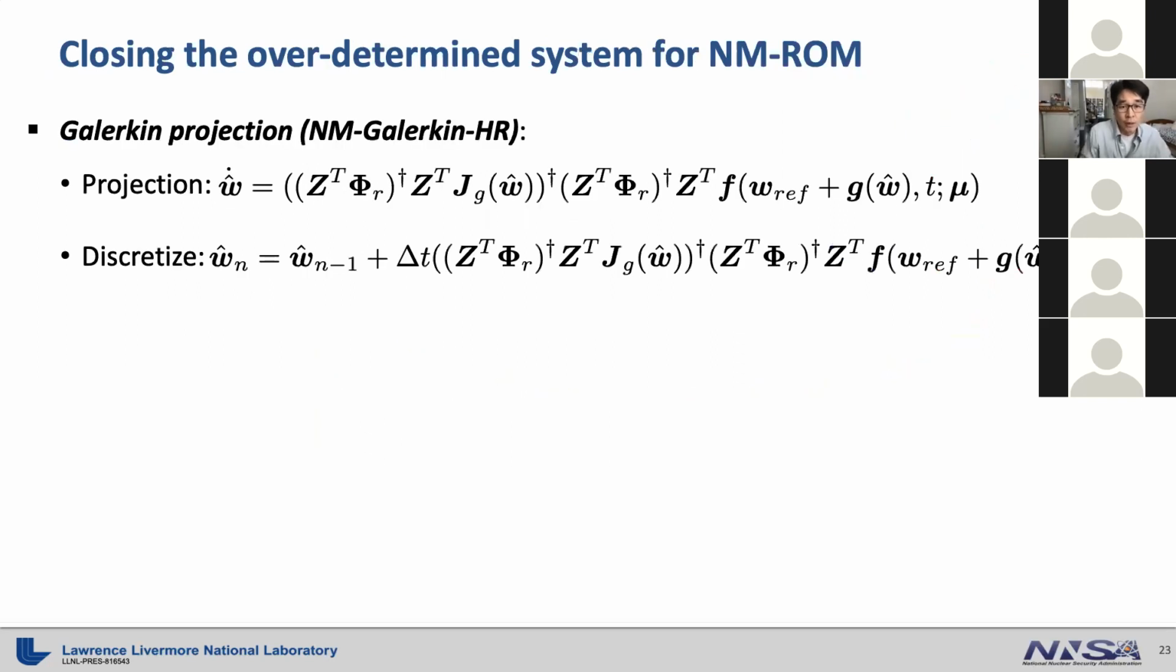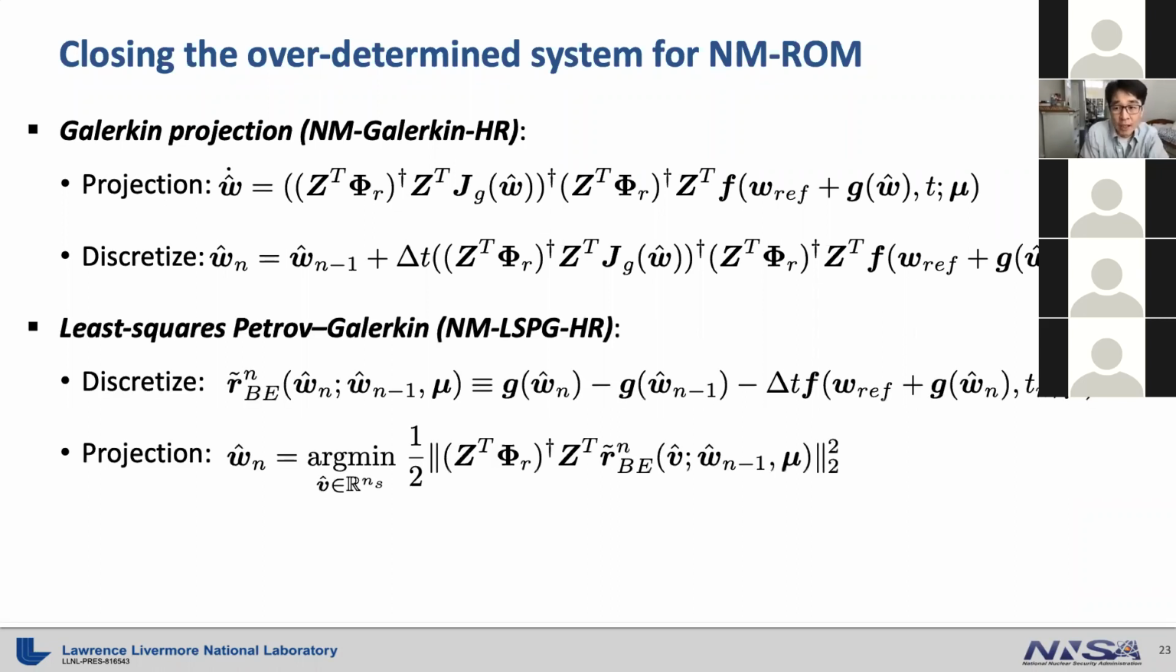Okay, so what kind of projection is available to close the overdetermined systems? The first, the Galerkin projection, is possible. Galerkin projection applies the projection first to obtain the reduced ordinary differential equations, then discretizes in time to get a fully discretized nonlinear system of equations.